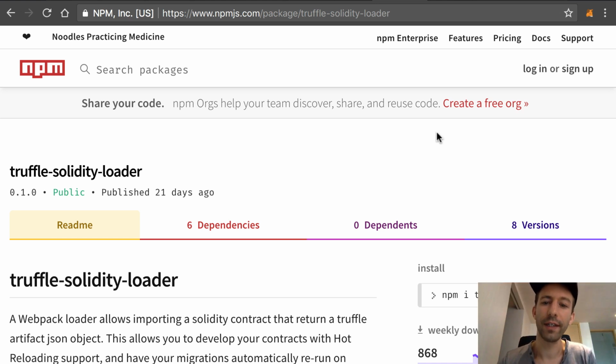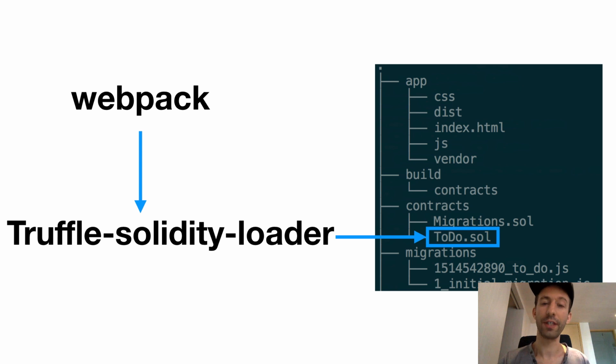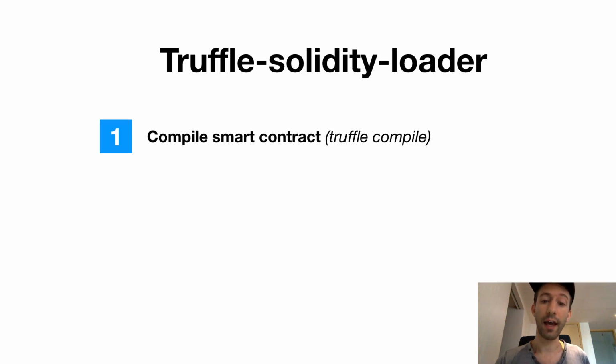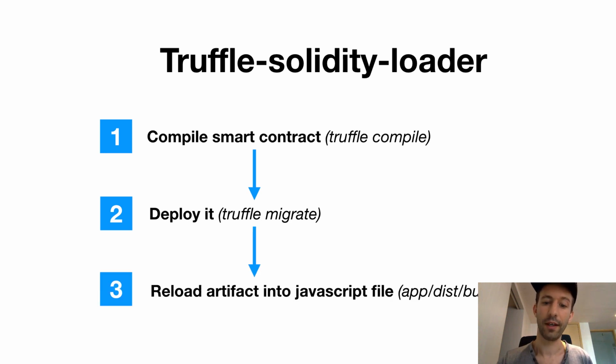Truffle-solidity-loader integrates perfectly with the Webpack watch system. Every time you change the smart contract, Webpack will first detect the change, and after it will call truffle-solidity-loader and give it the content of the solidity file that changed. Then truffle-solidity-loader will do three things. First, it will recompile the solidity smart contract. Second, it will rerun truffle migration to deploy the new smart contract to your Ethereum blockchain. And lastly, it will reload the compiled artifact into our JavaScript file.